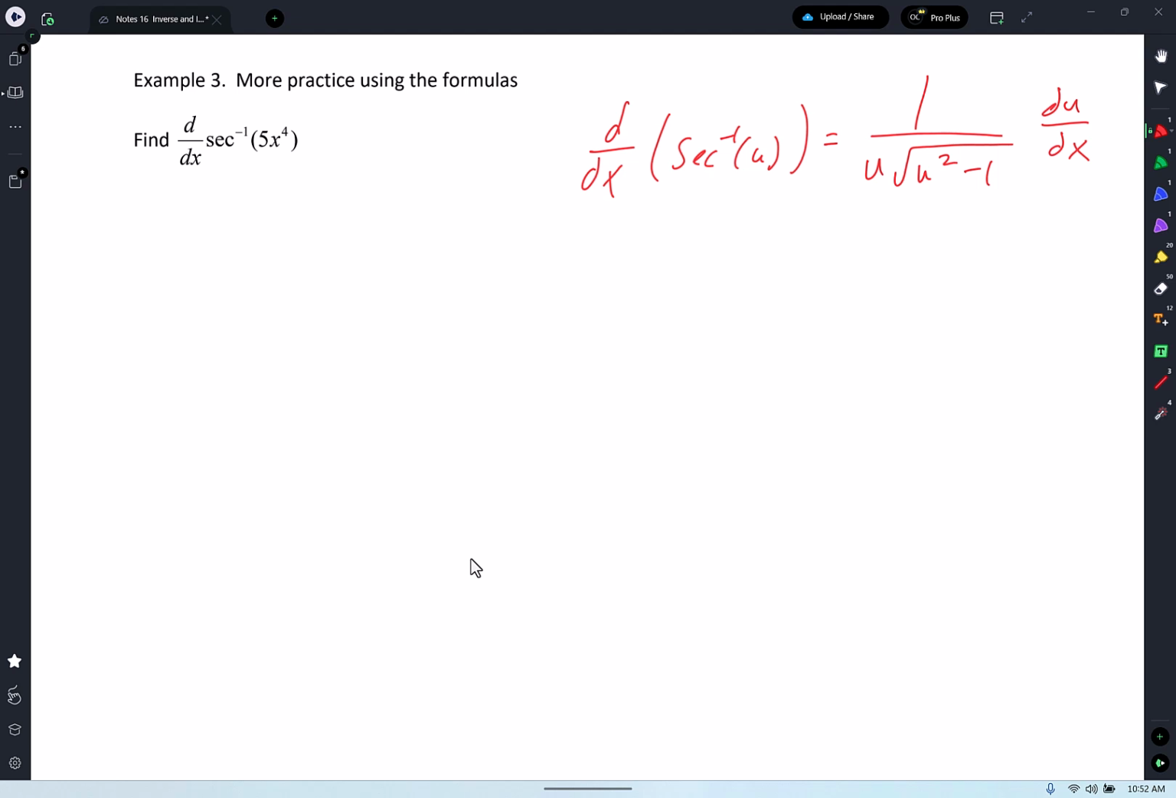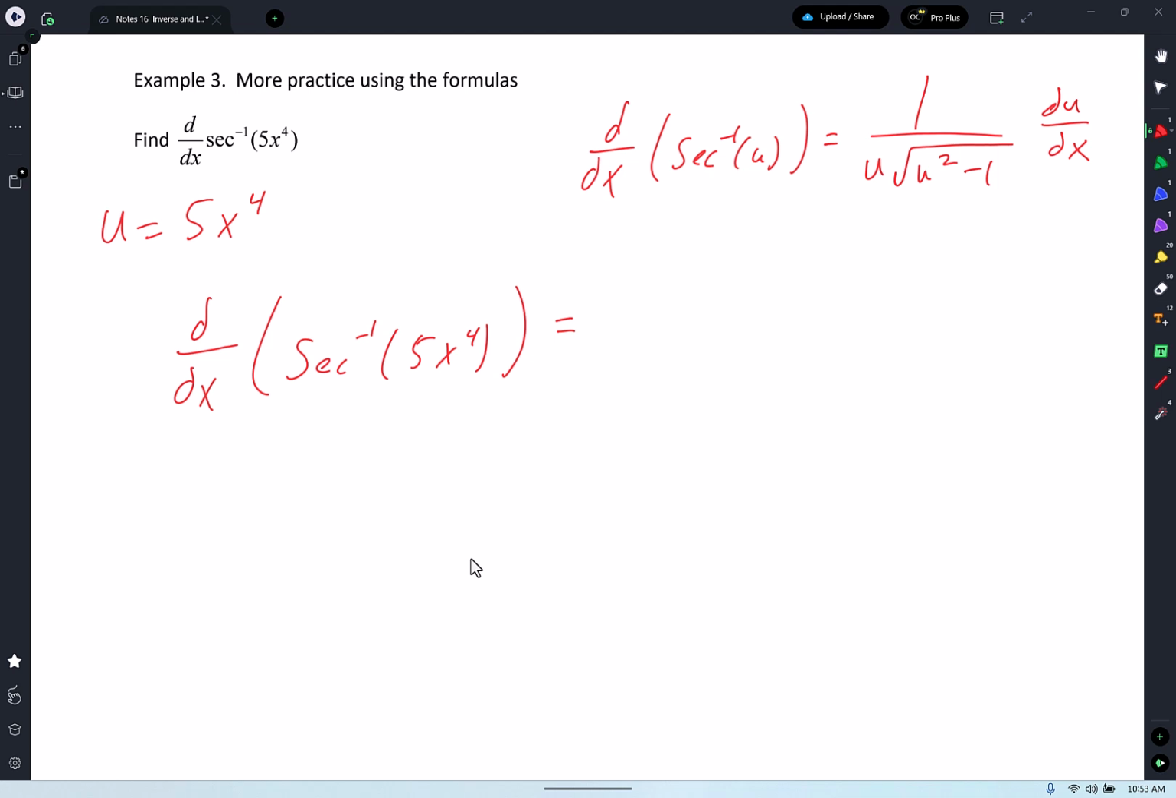All I'm gonna do is just use it, guys. I'm gonna go slow. You guys ready? u equals 5x to the 4th. So I'm gonna put that first so we can go slow. d dx of arcsecant of 5x to the 4th equals, and here it is, guys.